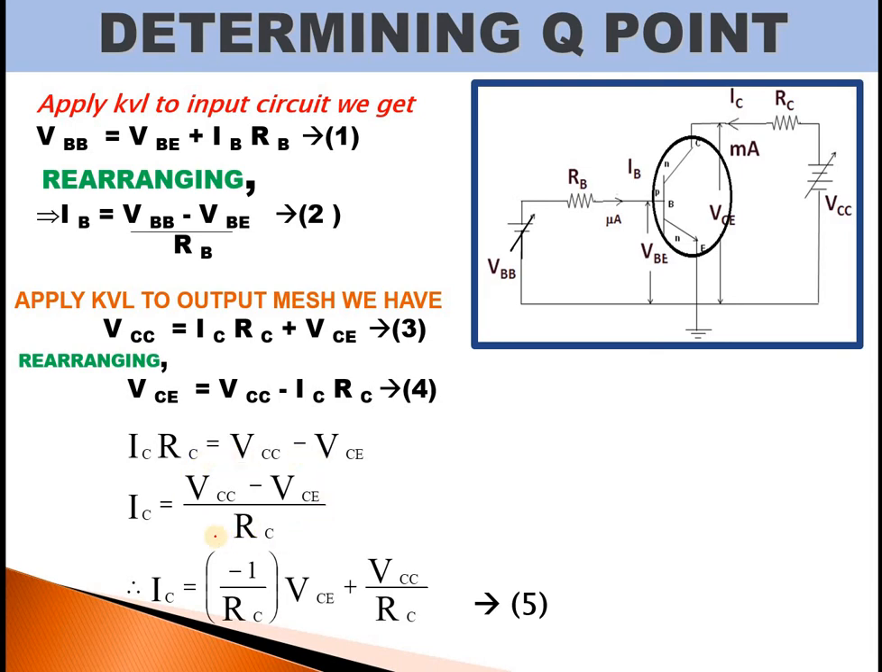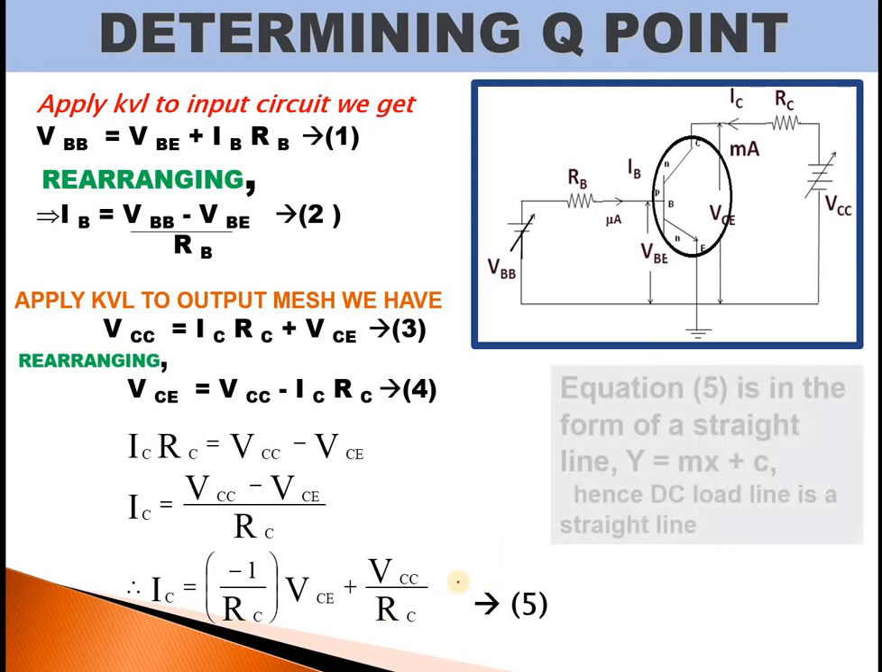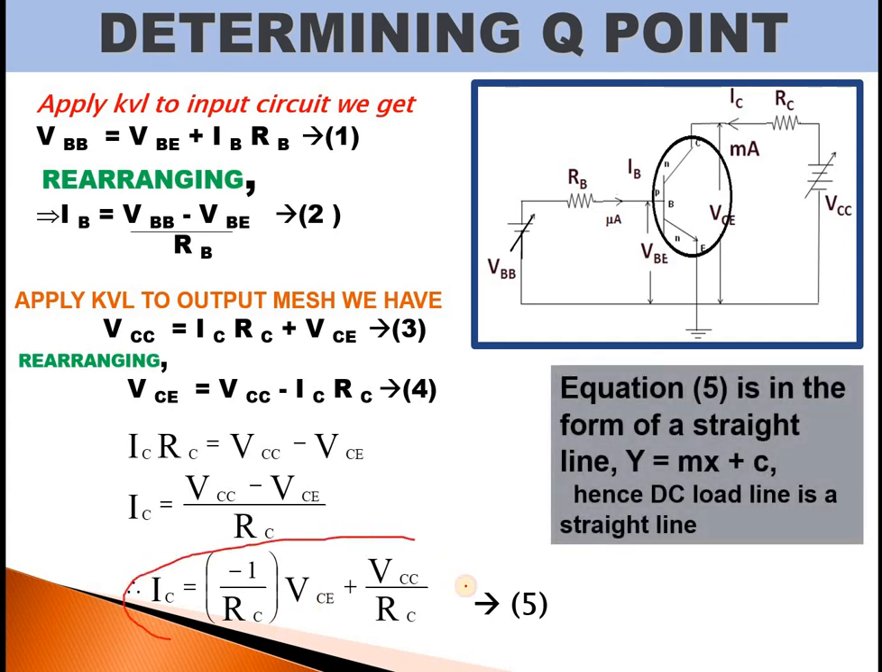If I rearrange this so that VCE by RC comes first, I get minus 1 by RC, which is a constant value, into VCE plus VCC by RC. Since VCC is constant and RC is constant, I can replace this by a constant value. You have studied this in Ohm's law also: if this is the graph, the reciprocal of the slope will give me the resistor. So 1 by resistor will be the slope.